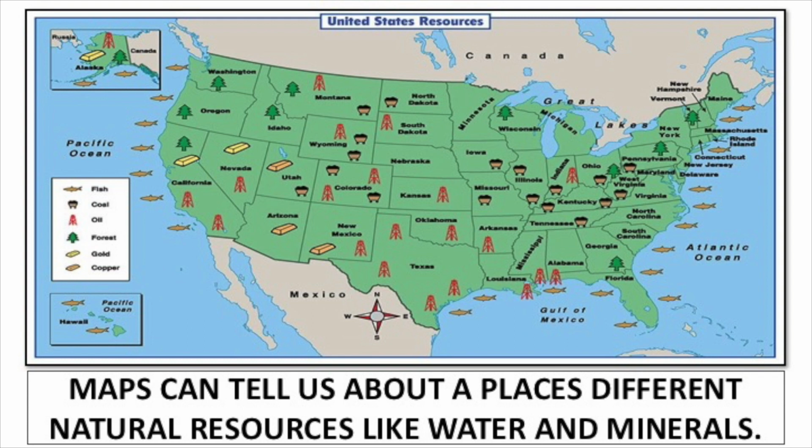Now, this is a map of the United States. And look at all the different symbols. It tells us where all the different natural resources are. For example, this one here is gold. So if we wanted to go looking for gold, we could go to California, Nevada, or Utah. Here is oil. So look at all the symbols for oil. And then in the sea, what can you see pictures of? Fish. So the pictures of fish tell us where to go to find each different natural resource.